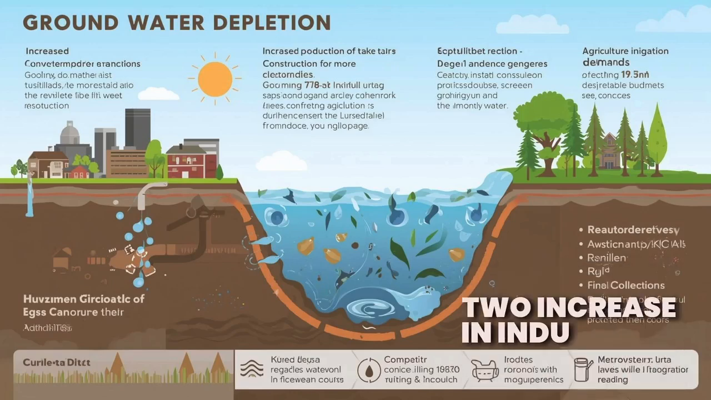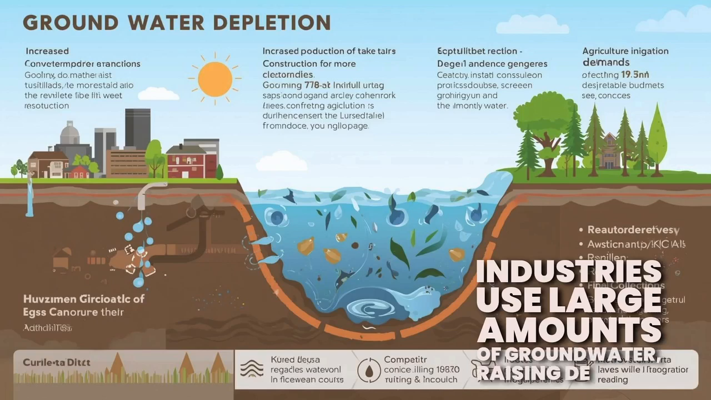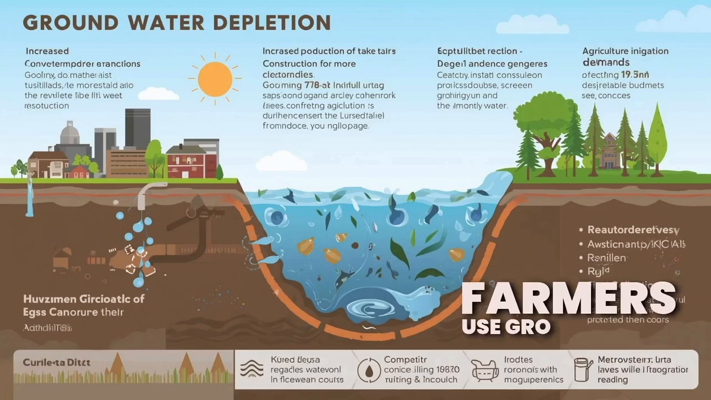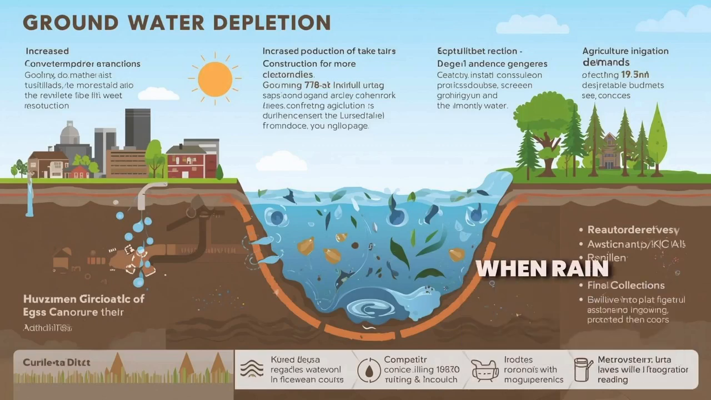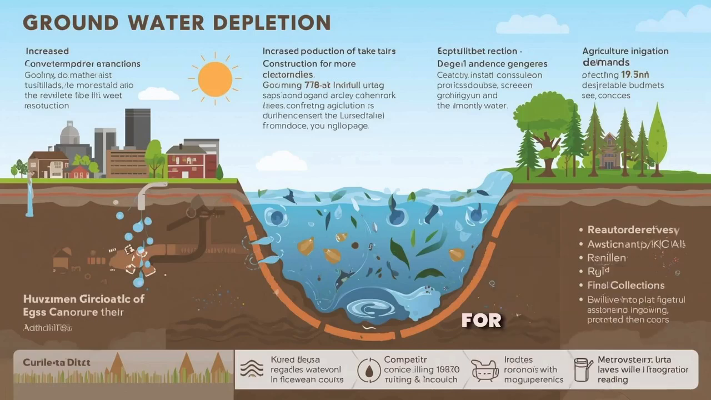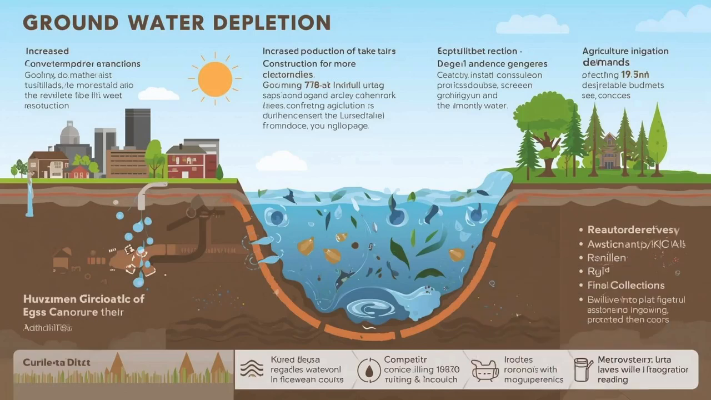2. Increase in industries. Industries use large amounts of groundwater, raising demand. 3. Agricultural activities. Farmers use groundwater for irrigation when rainfall or canals are insufficient, causing excessive use. 4. Deforestation. Cutting trees reduces seepage, leading to groundwater depletion.